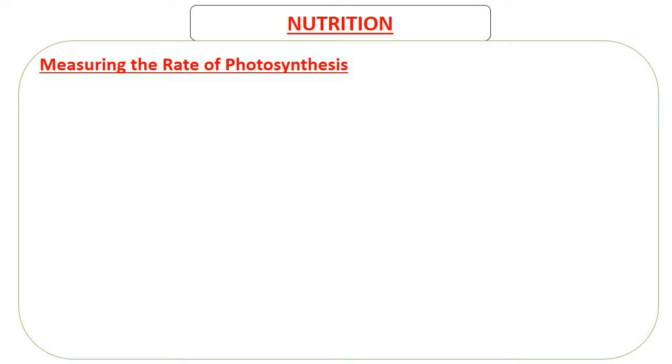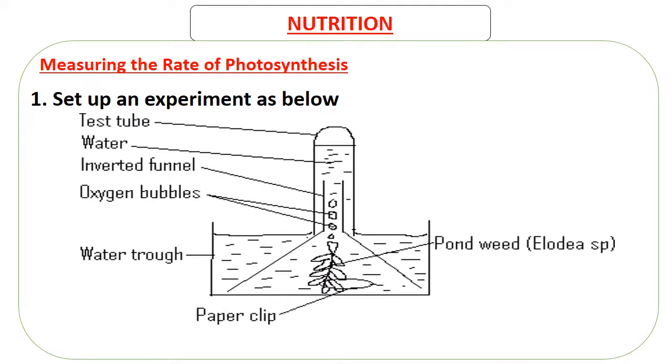Finally, we're going to take a look at how we measure the rate of photosynthesis. How can we tell that the photosynthesis is high at this point and is not high at this point? So we're going to set up an experiment as below. What we have here is a pondweed, which is an aquatic plant. An aquatic plant is any plant that is usually underwater, so it is able to survive underwater. We're going to have a test tube here, and of course water and an inverted funnel.